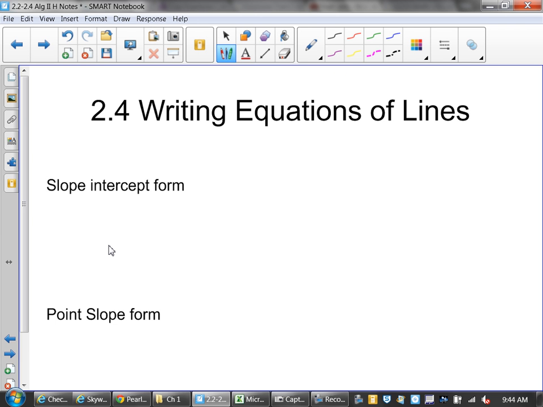I want to write equations of lines. So like I said, I'm going to combine 2.2 and 2.4, because you have to remember how to use slopes in order to write equations. So now, what was slope-intercept form again?